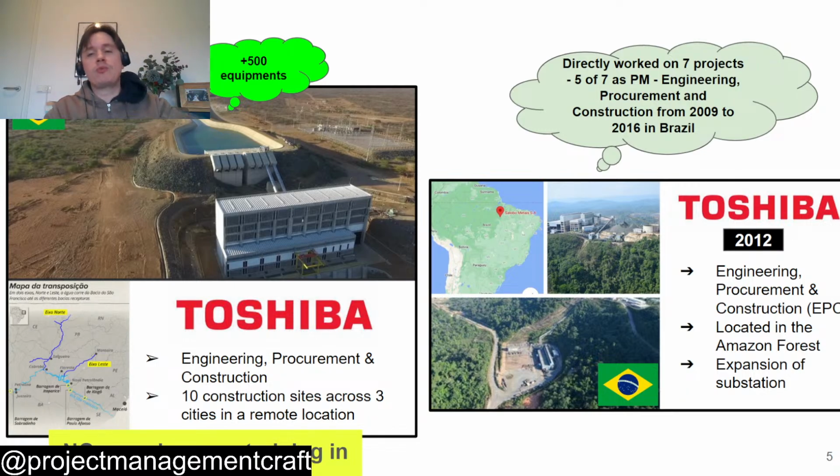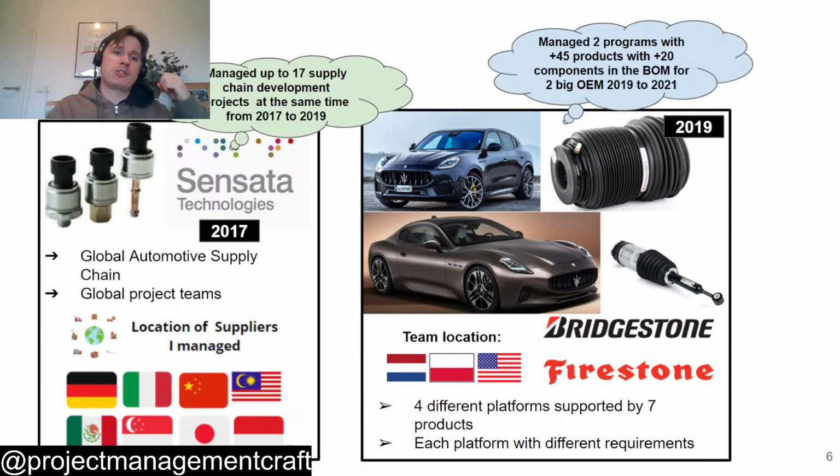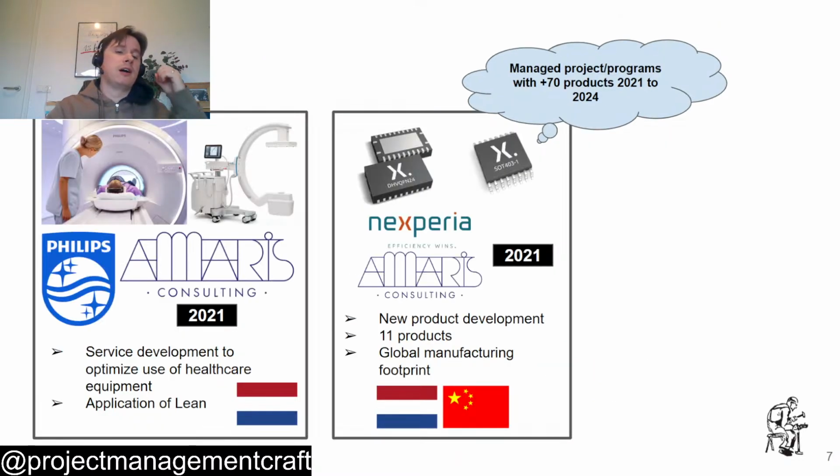So through the years, I went to different types of projects: global supply chain development, working with manufacturing sites across the world, product development, automotive, healthcare, services for healthcare development, and also product development in the semiconductor industry. And again, why I'm showing you that is just to give you an idea of the range of projects I've been working on in those past 15 years.